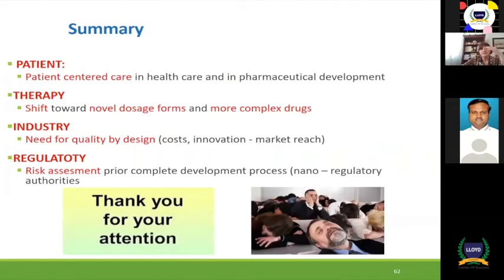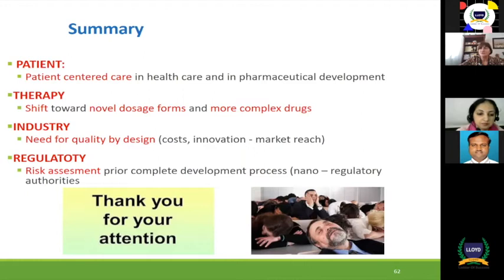So finally, the summary, it's very important. Patient-centered care, co-creation in healthcare and in pharmaceutical development is nowadays really a hot topic. Everything goes for the patient. That means that without asking, without making questionnaires, without making literature research on the given disease we want to treat and about the population in that given disease, what are the high risky points, then we won't be able to handle this. Therapy shifts toward novel dosage forms, more complex drugs.